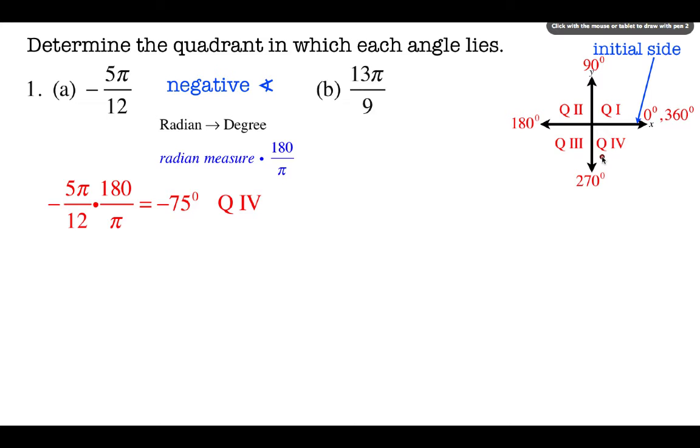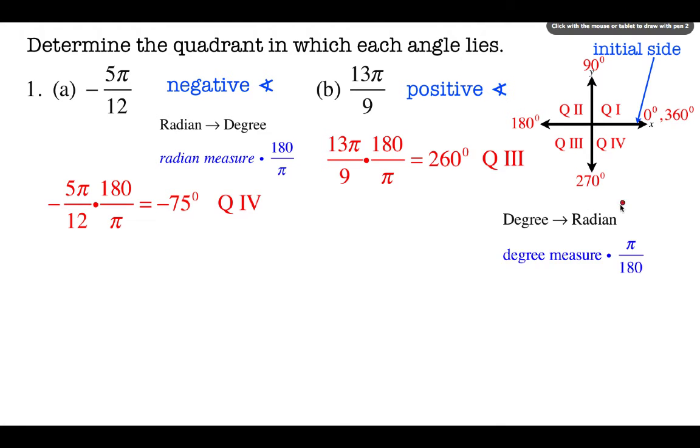Part B, 13 pi over 9. Again, this is a positive angle. We change this 13 pi over 9 into degrees. We use this formula, and the process is very similar to this. 13 pi over 9 times 180 over pi, and you end up with 260 degrees. 260 degrees is between 180 and 270, so you know it's in quadrant 3.